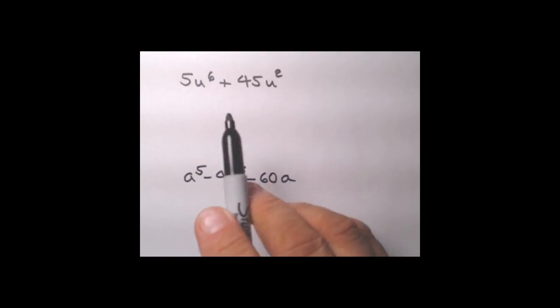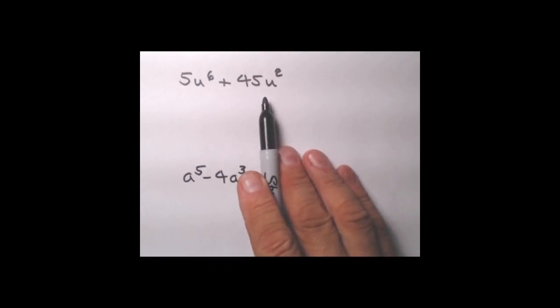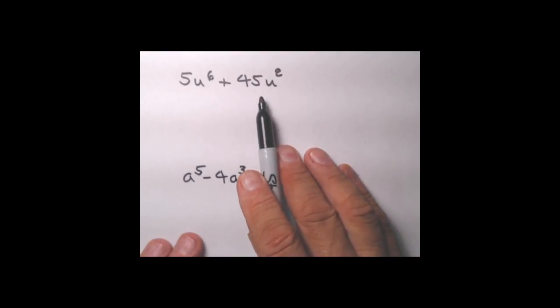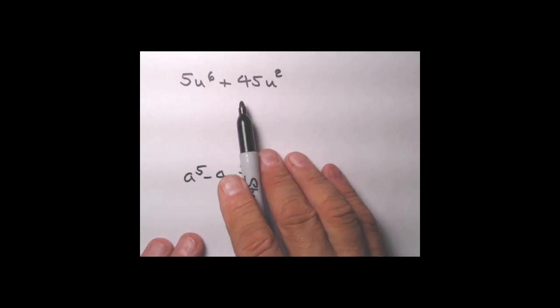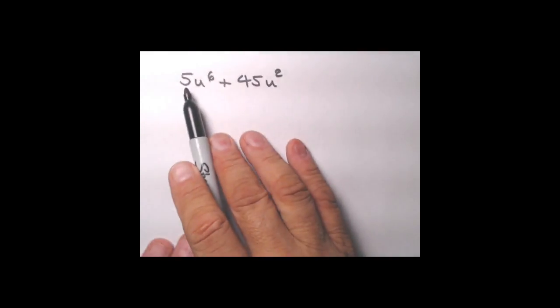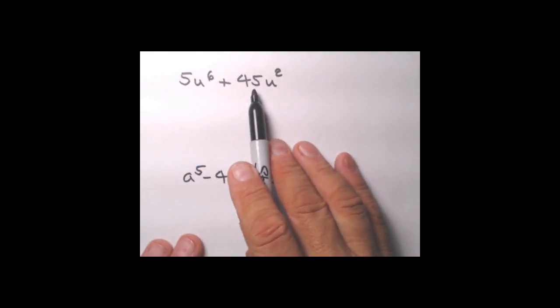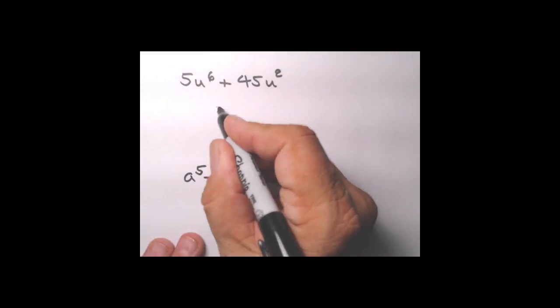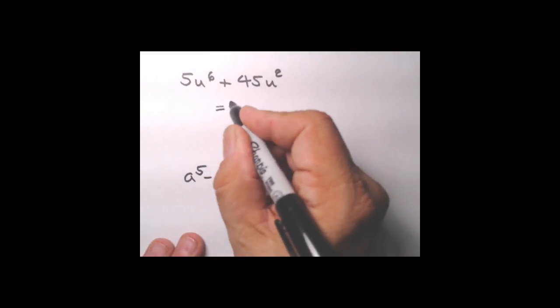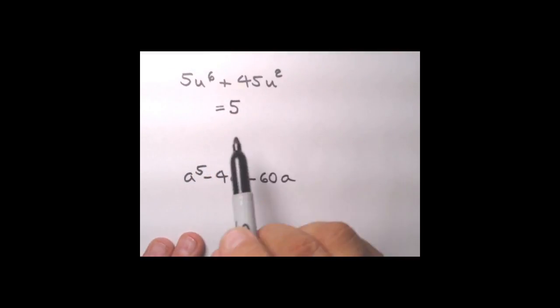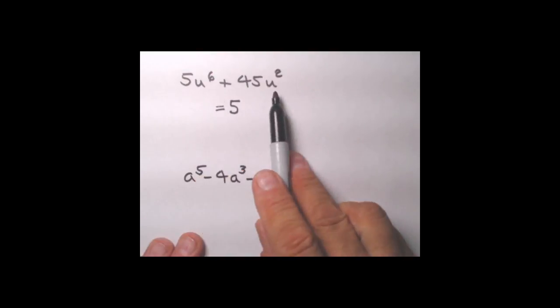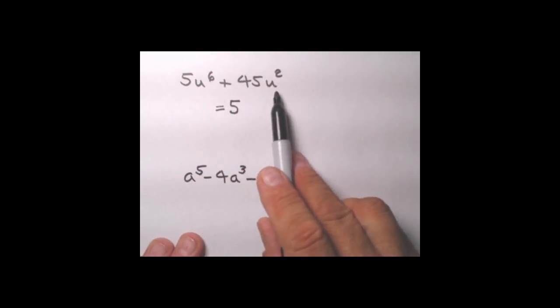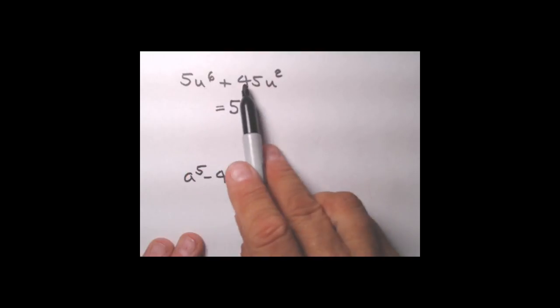We've got two terms here, so this is not a trinomial. So none of our trinomial methods will work. But of course, the first thing we always try to do is see if we can factor out a GCF. Notice I can get a 5 out of both 5 and 45. So this is going to equal 5. Now I've got u to the 6th and u squared. So I can get 2 u's out of both of these.